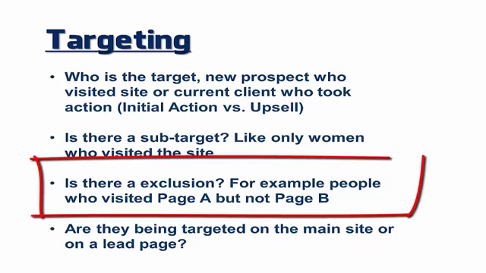Is there an exclusion? This gets a little bit complex, and we probably won't use this one very often, but it's something to understand. Is it that we want people who visited page A but didn't visit page B? Or we want people that saw page A but didn't take the action? So they saw the offer but they didn't take the action, that type of thing.